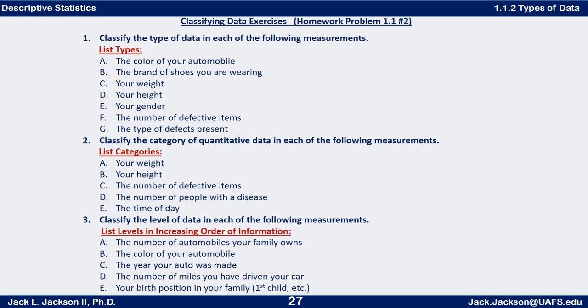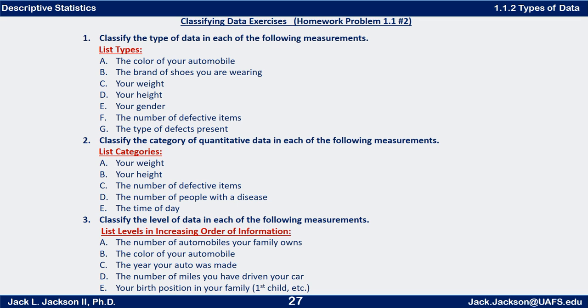So first of all, let's do the questions in red. First, we're going to classify the type of data in each of the following measurements, but first thing we want to do is just list what types of data there are. The next question lists the categories of quantitative data. So for quantitative data, what are the categories there? List those. And then finally, list the levels of data in increasing order. See if you can, from memory, list the types of data, list the categories of quantitative data, and list the levels in increasing order. Let's just do that much first, then we'll try to apply it to the specific things here. So press pause, come back when you've finished that question.